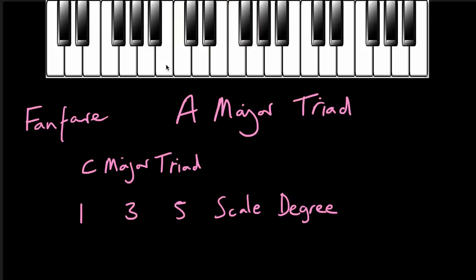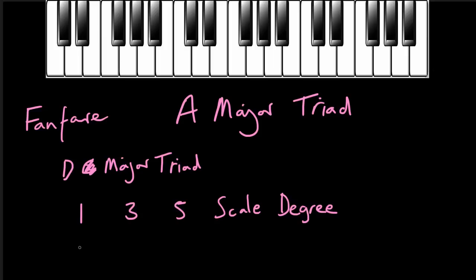Now, say we want to do something a bit different. We don't want the C major triad anymore. We want to find a D major triad. Now, do you remember how to play a D major scale? D major scale makes use of some of the black notes. So it has an F sharp and a C sharp. We don't need to worry about the C sharp too much at the moment, but the F sharp is going to be important to us because it's the 3rd degree of the scale.